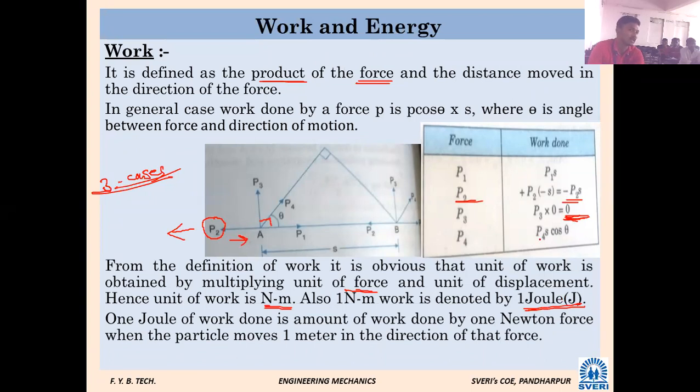So 1 joule of work, very basic. This 1 joule is the amount of work done by 1 Newton force when the particle moves through 1 meter. In the simplest language, 1 Newton meter is equal to 1 joule. It is as simple as this. Once we apply 1 Newton force and the body displaces by 1 meter distance, it is 1 joule. Simple. Okay, are you with me online?